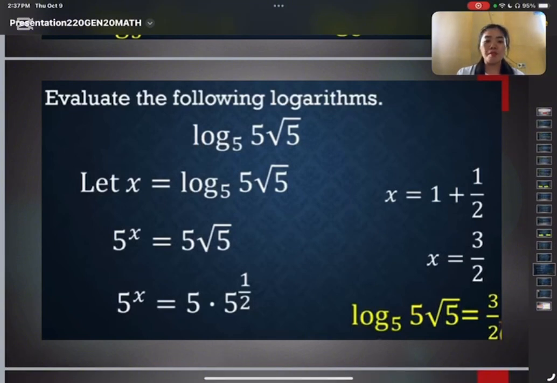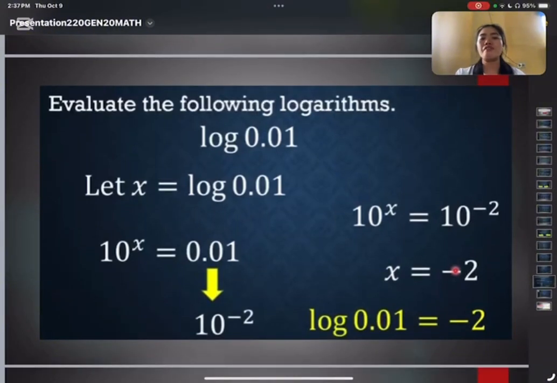Now square root of 5 is the same as 5 raised to the power of 1 half. So as you can see, we are multiplying on the right side. 5 times 5 raised to the power of 1 half is equivalent to 5 square root of 5. Now with the same base and we are multiplying, it means we are going to add the exponents. Now, since we have the same bases now, we're going to equate the exponents. You have x is equal to, the exponent of 5 is 1, and the exponent of the other 5 is 1 half. So therefore, we have x is equal to 1 plus 1 half, or x is equal to 3 halves. So the answer would be log 5 square root of 5 with base 5 is equal to 3 halves.